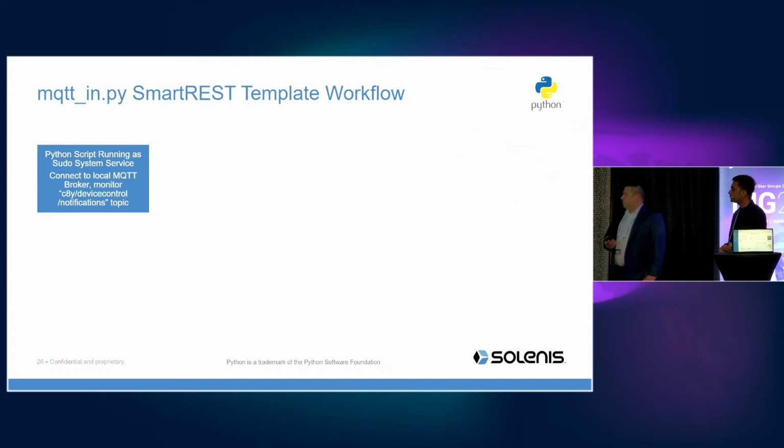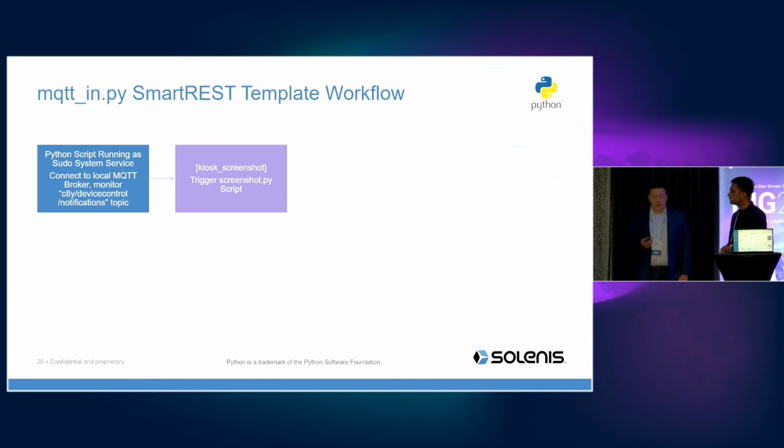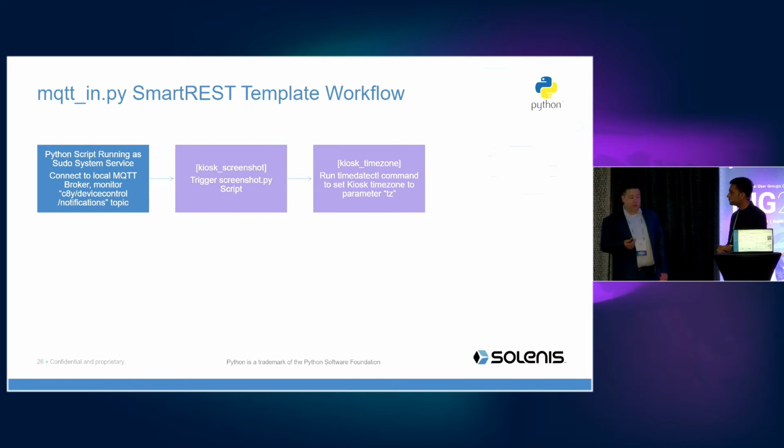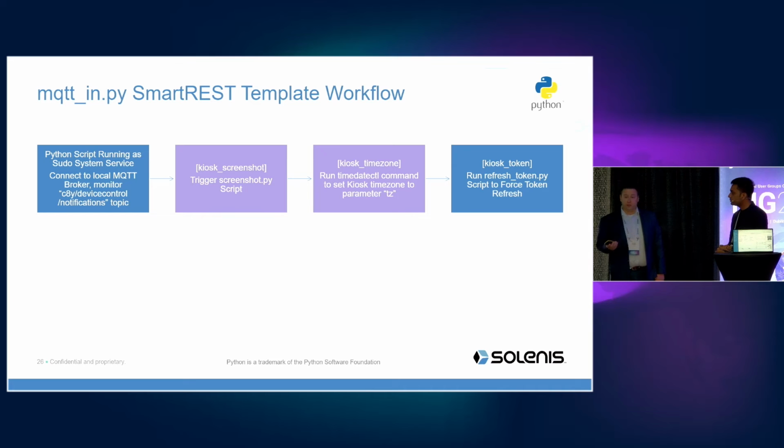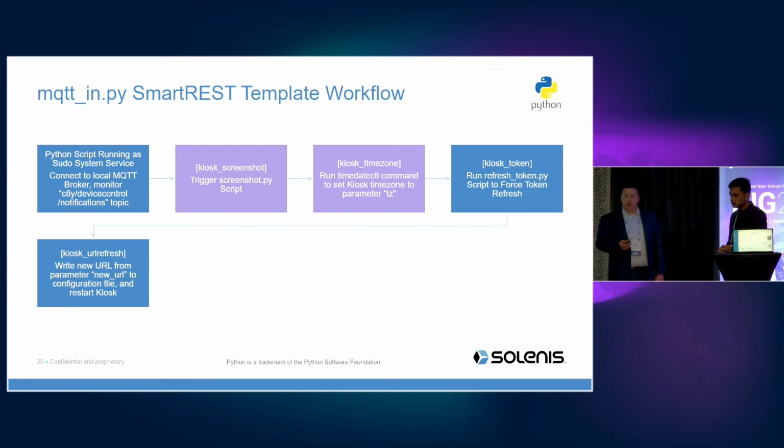So our Smart REST template workflow here, we have a number of different subroutine operations that can run. Again, all of these are triggered from cockpit. So that screenshot that we just talked about can be triggered not only by the cron job on the Raspberry Pi on a regular basis, but also on demand by users. Same with the time zone, so that can be triggered remotely. The token, I mentioned that, runs as a cron job. We can also force a token refresh from the configuration page.